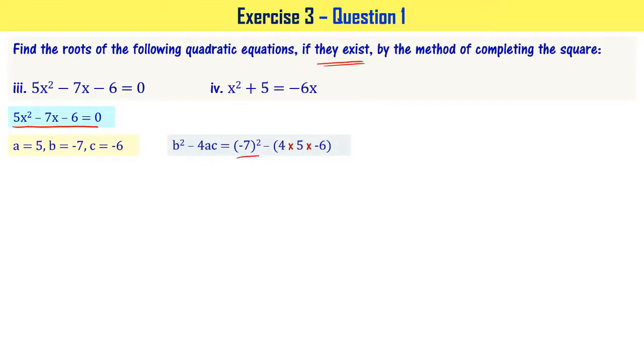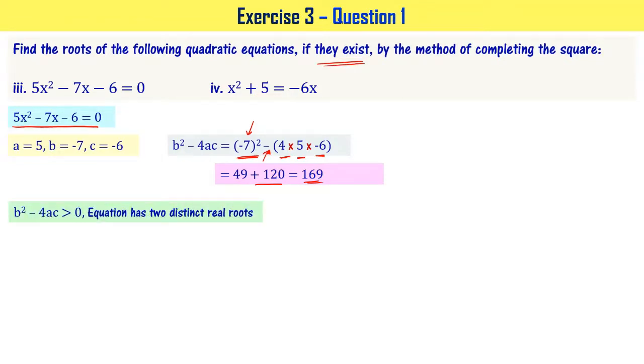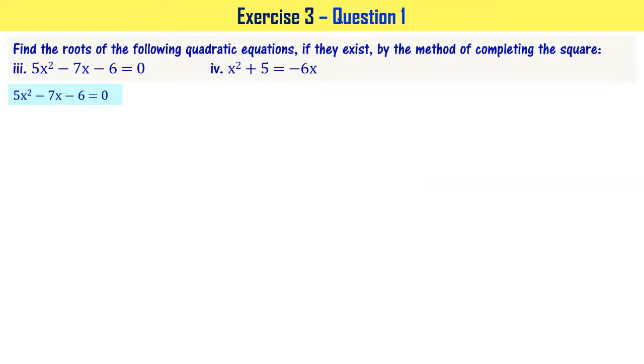Now let's find the value of b square minus 4ac. That is going to be minus 7 whole square minus 4 times a, that is 5, times c, that is minus 6, right? When you simplify this, minus 7 square equal to 49. 4 times 5 is 20. 20 times minus 6 is minus 120. And when you multiply with this minus, you get plus 120. So you have b square minus 4ac equal to 169, which is greater than 0, right? And we know that when b square minus 4ac is greater than 0, the equation is going to have two distinct real roots.